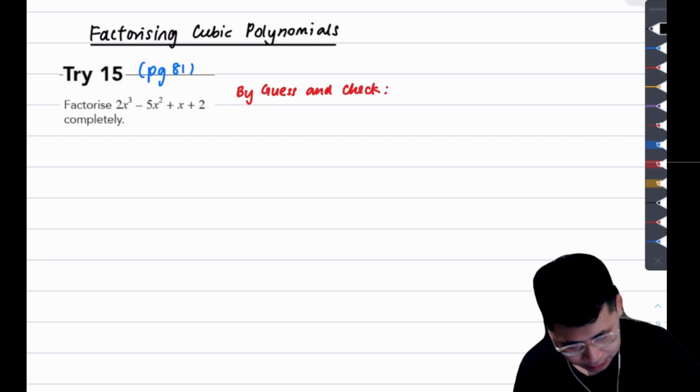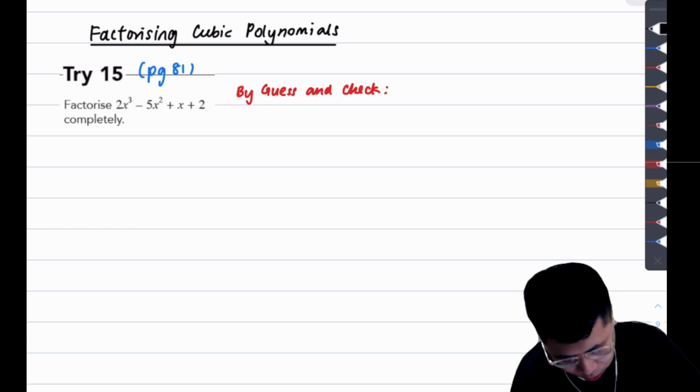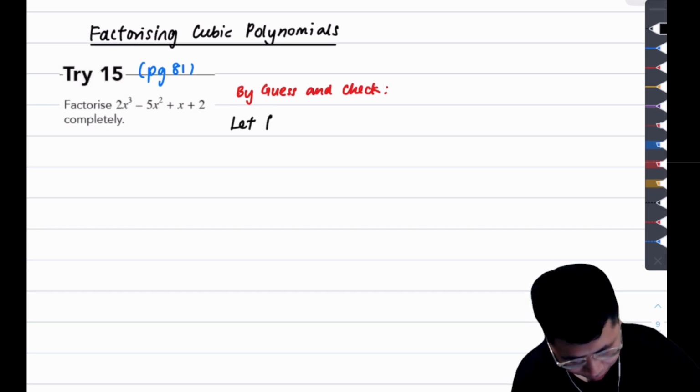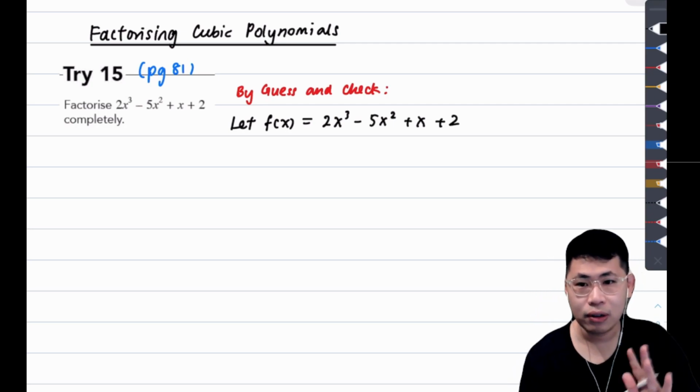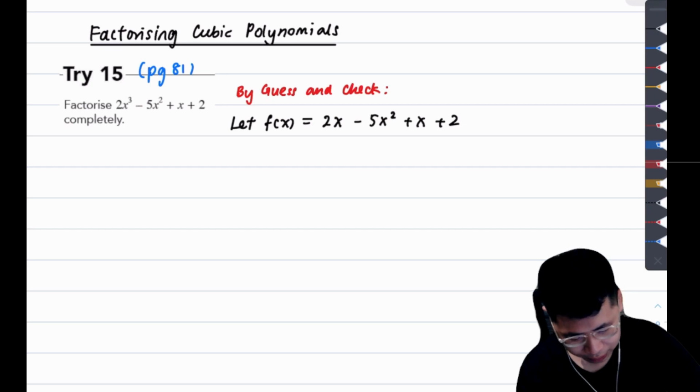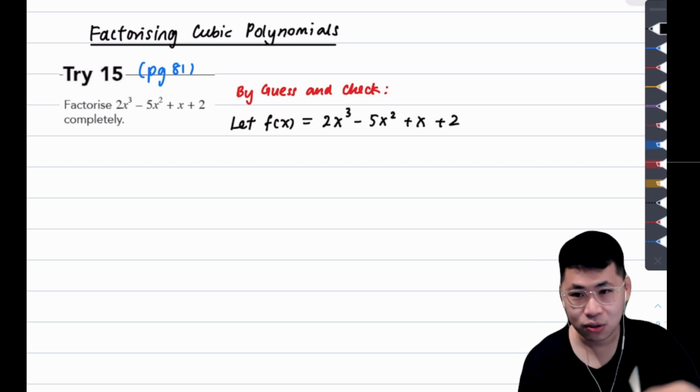Okay, so let's guess 1 as our root. Let p(x) be equal to 2x cubed minus 5x squared plus x plus 2. This notation is going to save us time so that we don't have to write everything all over again. We can just use f(x) to represent this.